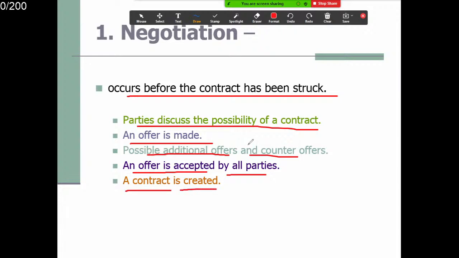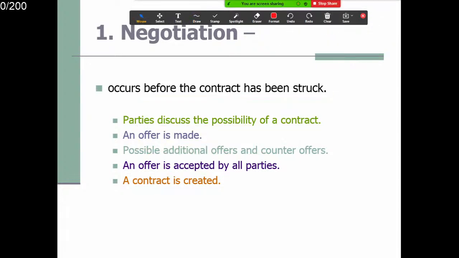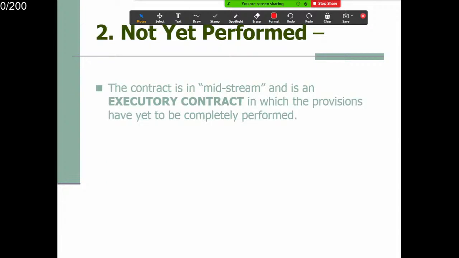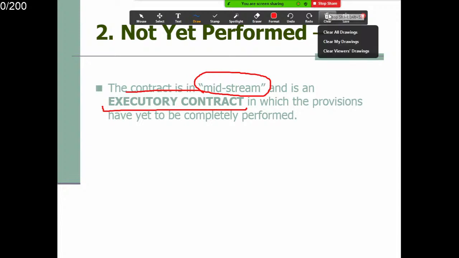created，这样子的话，这协议就出现了。Not yet performed, okay, the contract is in midstream, 中途操作, okay, and is an executory contract in which the provisions have yet to be completely performed. Okay, so this is phase 2, midstream, okay, 中途去操作, okay, 第二的时间段, okay.